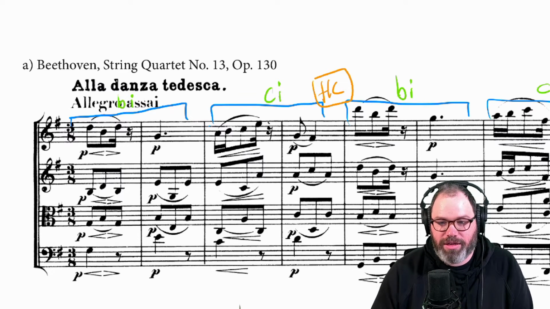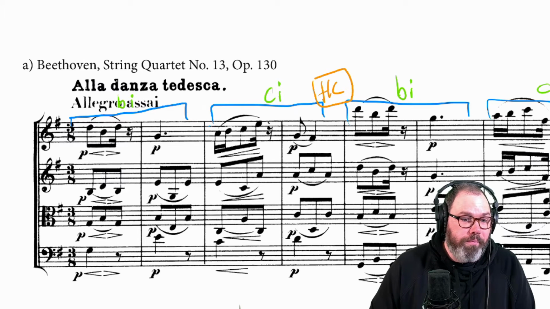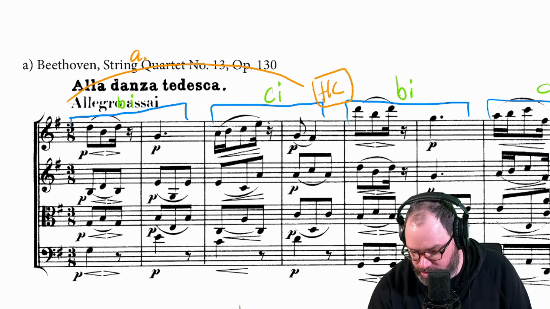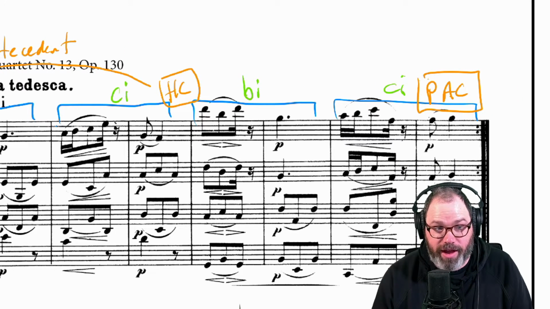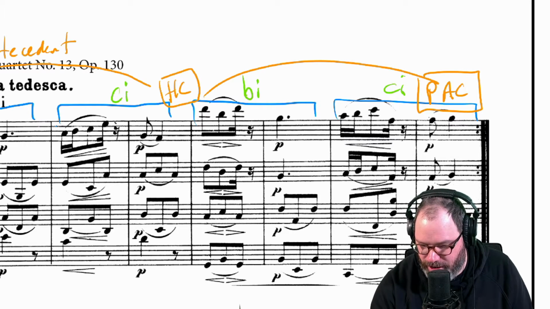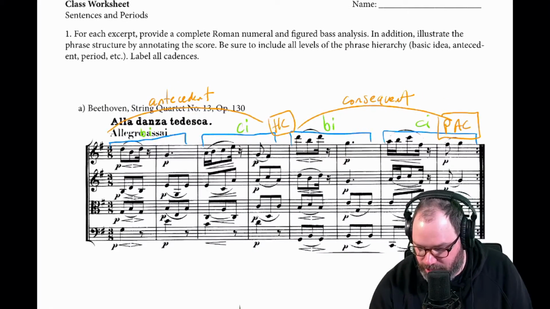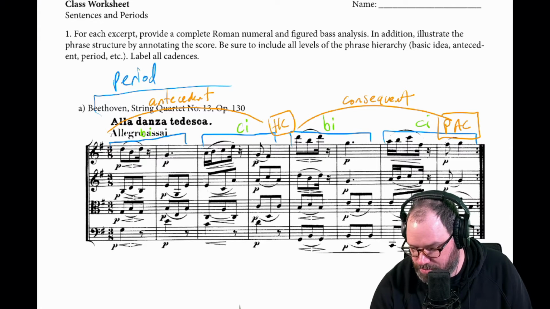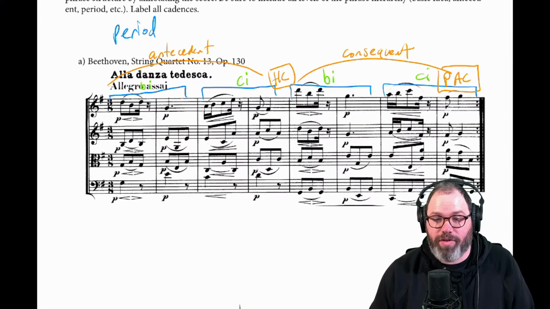What is the formal function of the first 4 bars? Hannah, go ahead. You got it. Antecedent. And do you want to do the second half too? You got it. So the antecedent followed by the consequent, this is what we expect to happen in a period. Okay, so this is a period structure, antecedent followed by consequent.